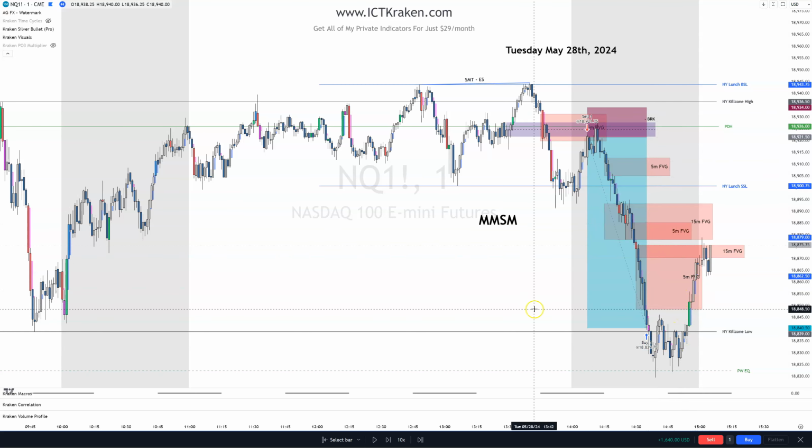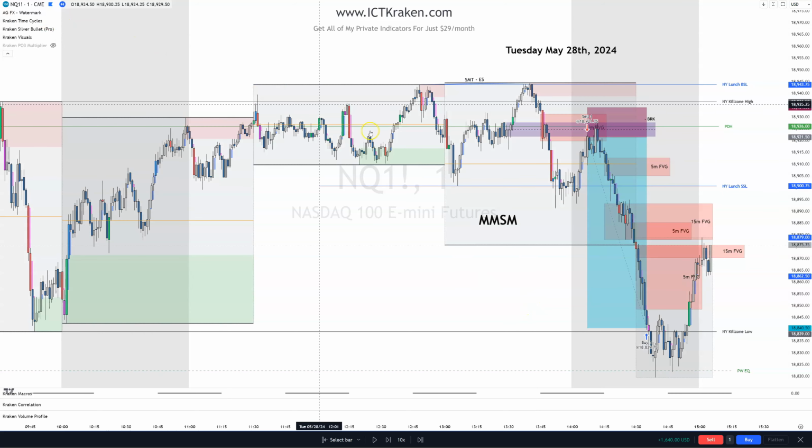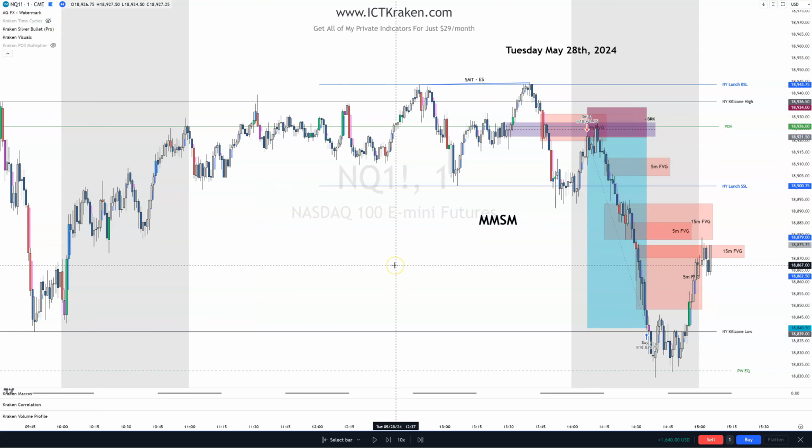So I'm going to show you the time cycles here real quick as well. It's still in beta, but this 90-minute cycle was taken out by this high, which I like to see. And then we look for a breaker block, and it's right here. So we targeted this low here, which would have been the low of the market maker sell model, but it's also the 90-minute low. So there are a lot of things that factor into this trade. It's hard to show everything in one video. So that is your market maker sell model for Tuesday, May 28th, using the Kraken suite of indicators.